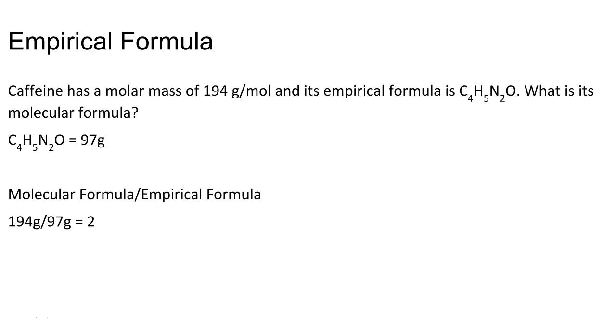They told me that the molar mass of the substance was 194 grams. So if the molecular formula is just a multiple of the empirical formula, we need to figure out what that multiple is. We can set up this ratio here, and we can figure out that the multiple is 2. And so all we'd have to do is multiply the empirical formula by 2 to get our molecular formula. So the molecular formula is C8H10N4O2.